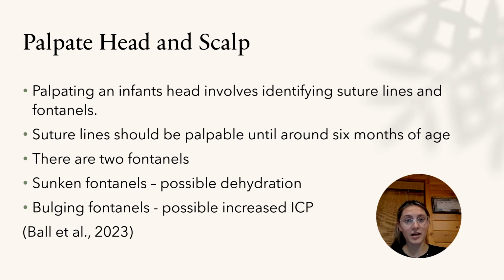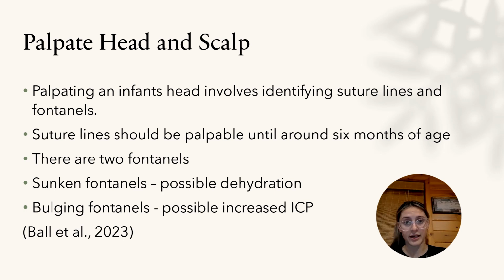Palpating an infant's head involves identifying suture lines and fontanelles. Suture lines should be palpable until around 6 months of age, and there should be 2 fontanelles that are palpated, the anterior and posterior at birth. And if there is a third palpable fontanelle, it's called the mastoid fontanelle, and this is a common finding for infants who are diagnosed with Down syndrome.